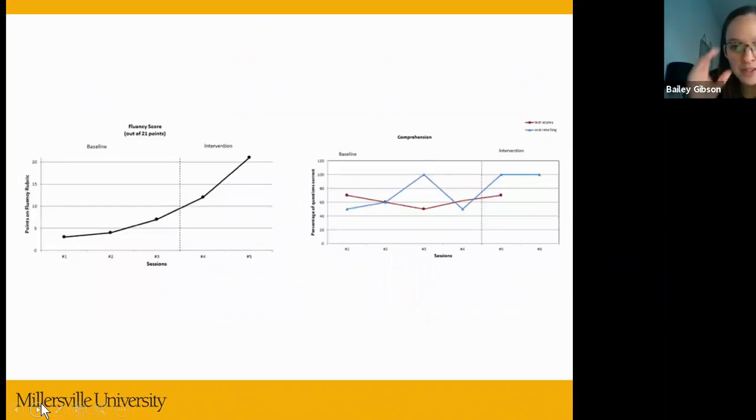So these are the graphs. As you can see, for fluency, I think that third data point was when we started that chunking intervention. And from there, he started increasing. He started doing more pausing, stopping at punctuation. His rate slowed down. He was understanding the story better. It was out of 21 points, so by the third time he used the chunking intervention, he had 100%. As for comprehension, the blue line is the oral retellings that he would do weekly with his teacher.